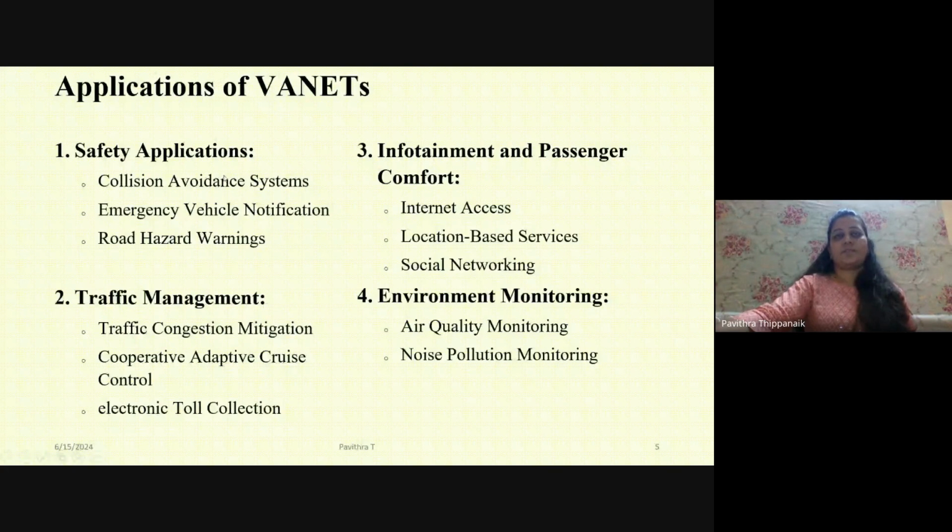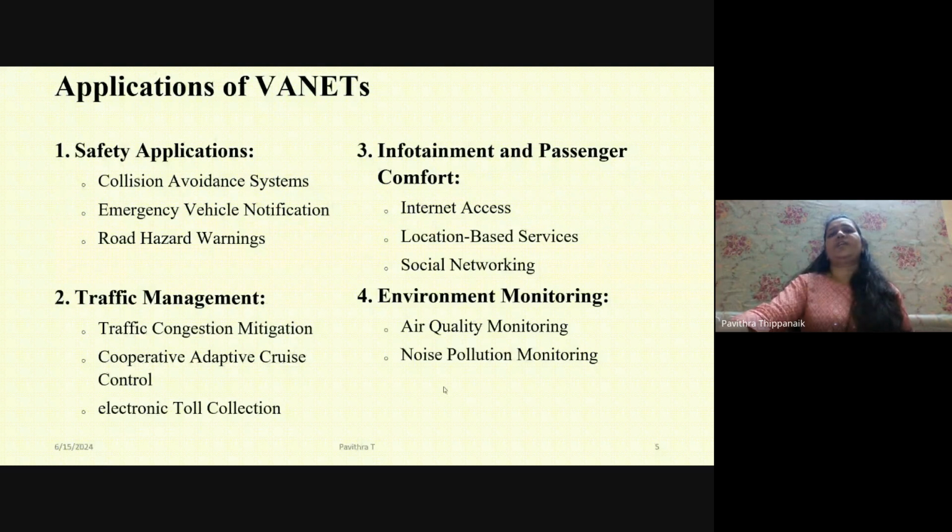VANETs will play a major role even in the area of infotainment and passenger comfort. As I said, it is not necessary for us to make use of our mobile data whenever we are going through in our vehicle. That internet facility can be taken from the RSU. Therefore, internet access can be easily available with the help of RSU if we are part of a VANET. And then location-based services. We are already seeing that application in Google that will tell us about the nearby restaurants, nearby hotels, or pharmacies, right? Those location-based services can also be integrated in VANETs.